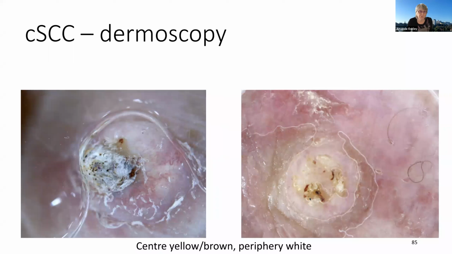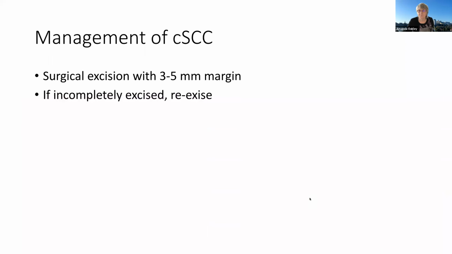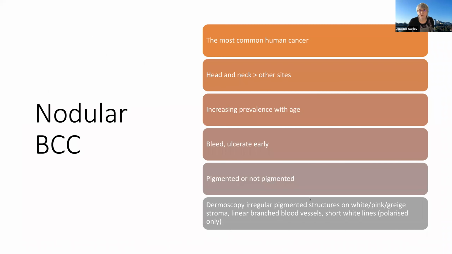Here are some examples showing dermoscopy: thick scale, prominent variable vessels, tendency to two components, that is to say central scale and crust, with surrounding whitish periphery due to keratin. We cut them out. We make sure they're fully cut out, so sometimes they have a second procedure to make sure there's nothing left behind.